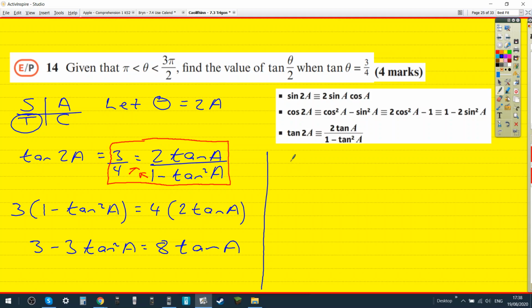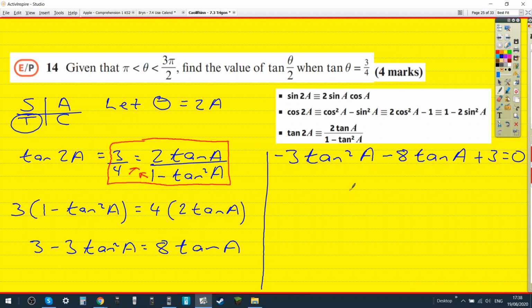What type of equation do we have? Oh, quadratic. How do you solve a quadratic? So minus 3 tan squared A minus 8 tan A plus 3 is equal to 0. Can we type it straight into the calculator? Sure can.